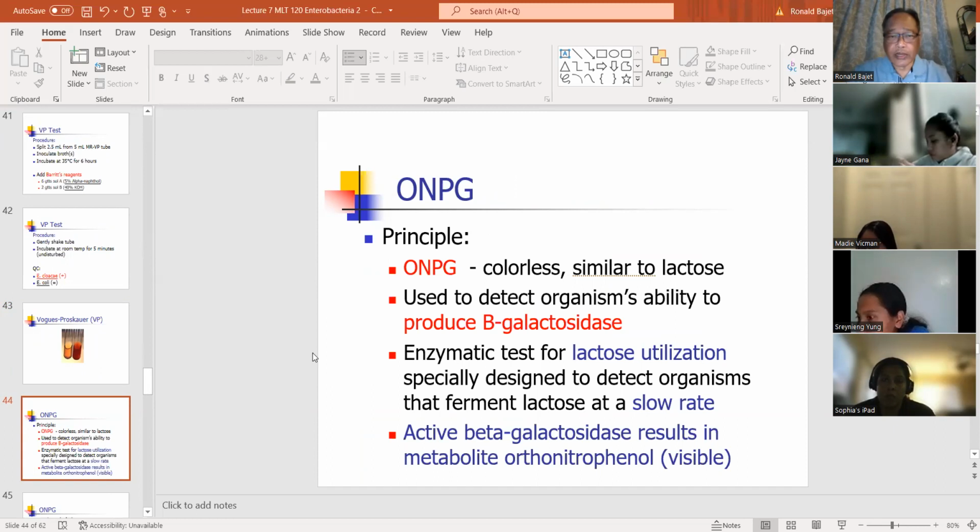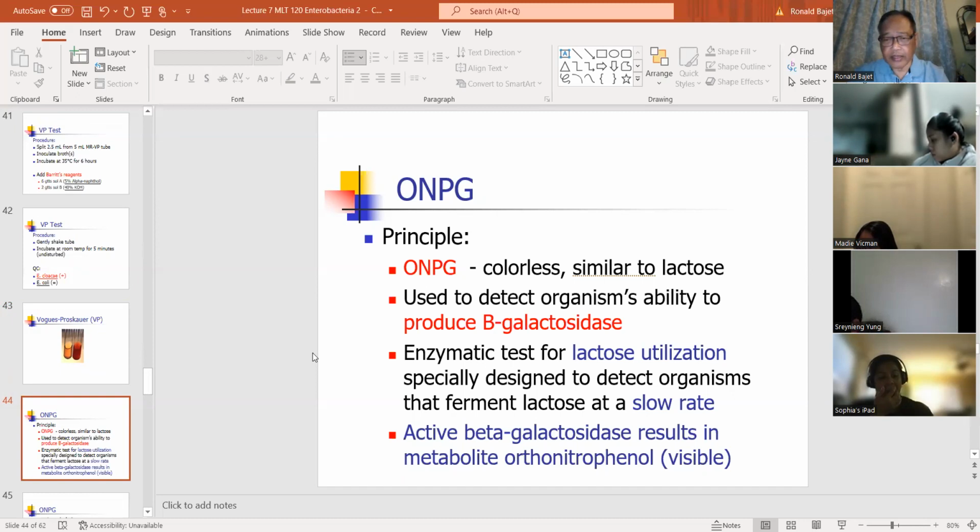ONPG stands for orthonitrophenylgalactosidase. So what you're looking for is the production of beta-galactosidase. Just like tryptophan and indole, for ONPG, associate beta-galactosidase. Okay, the production of beta-galactosidase, that's ONPG. So it's an enzymatic test, and it's related to lactose utilization.